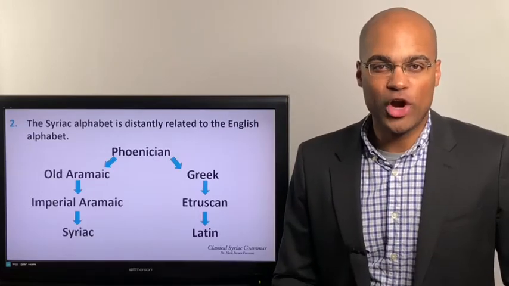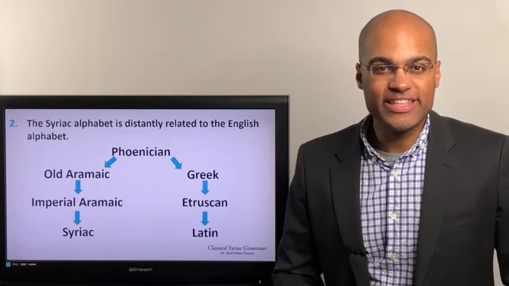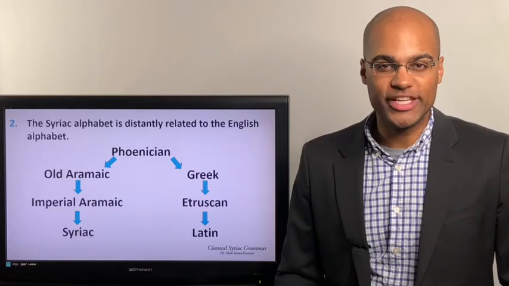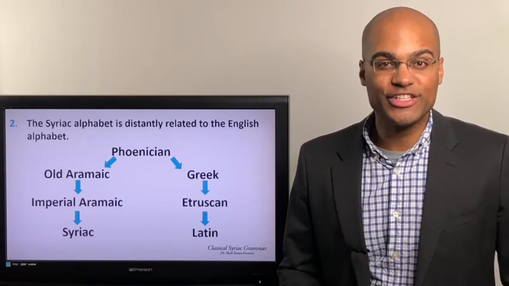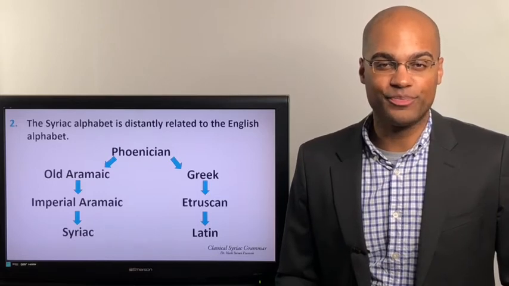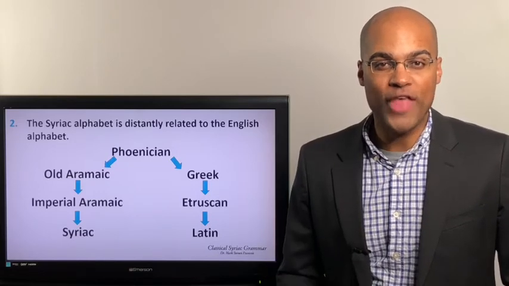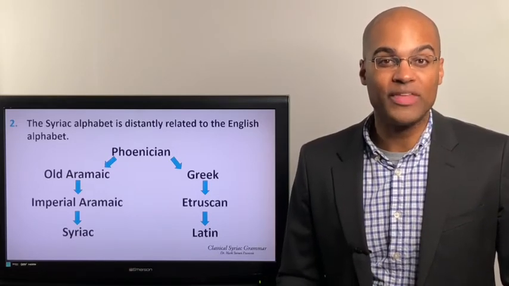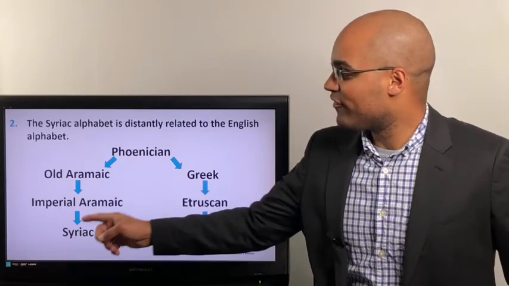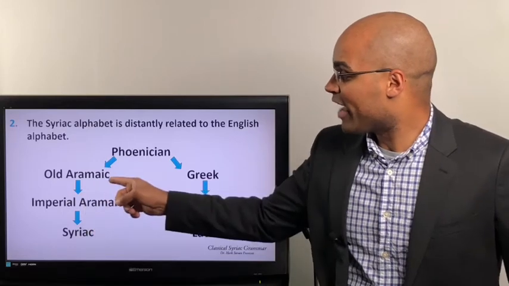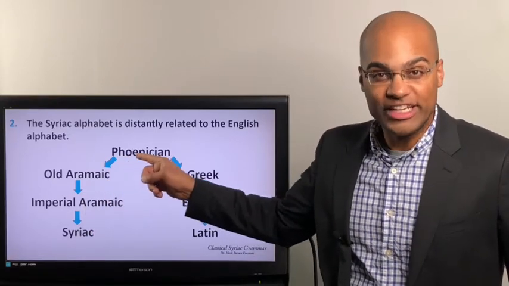So if you take a look at the chart that we have on the screen, we can see that the alphabet that we use in Classical Syriac and the alphabet that we use in English today ultimately derive from a common ancestor. And the common ancestor that both alphabets ultimately derive from is the Phoenician alphabet. So if we take a look at this branch of the family tree, we can see that the old Aramaic alphabet was borrowed from the Phoenician alphabet.